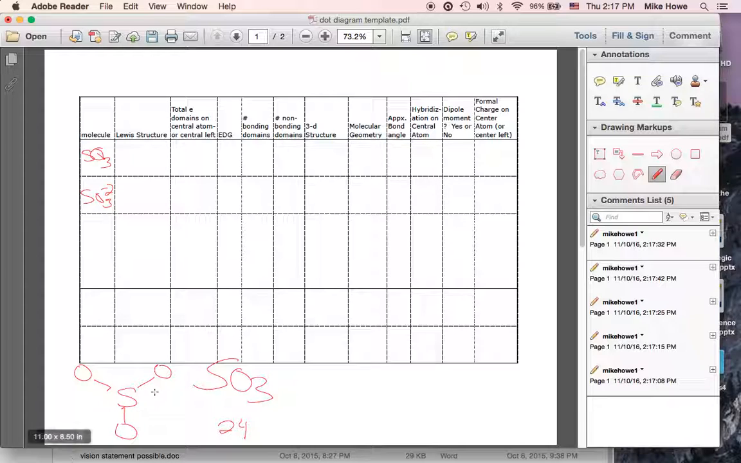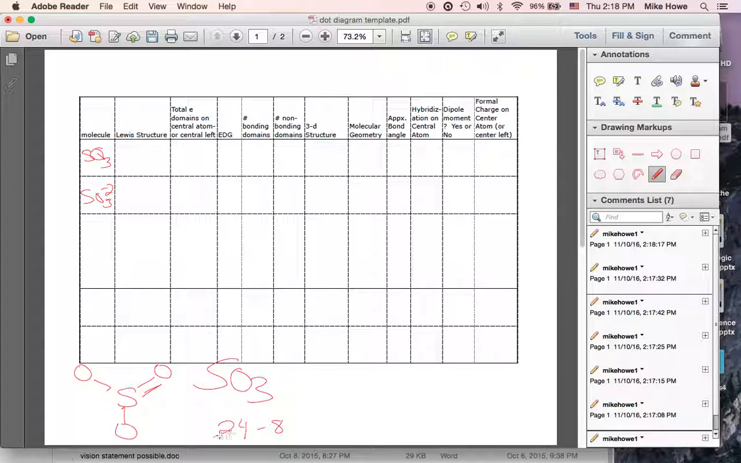Well, that 6 here makes 8 for the oxygen, and 6 here makes 8 for that oxygen, and 6 here makes 8 for that oxygen, but I still need 2 more for the sulfur that I don't have, so I'm going to be too short. That is, I need 2 more electrons than I really have. So when you're too short, what do you do? Add a double bond.